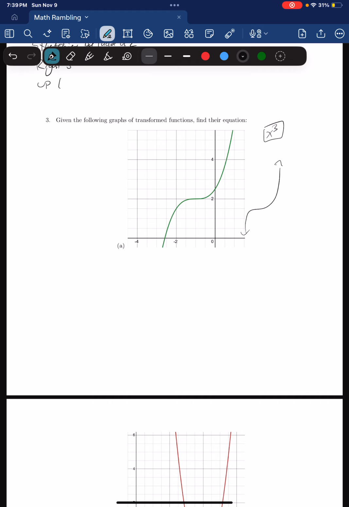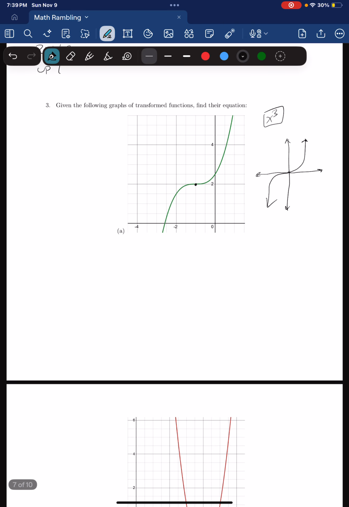Okay. The parent function of x cubed normally hits the point 0, 0. So it usually looks something like this. And we have the flattest part going through 0, 0. So this point is going to be very important to look at, because this is going to tell us our horizontal and vertical shift. So let's call this function t of x. T of x for transformed function.